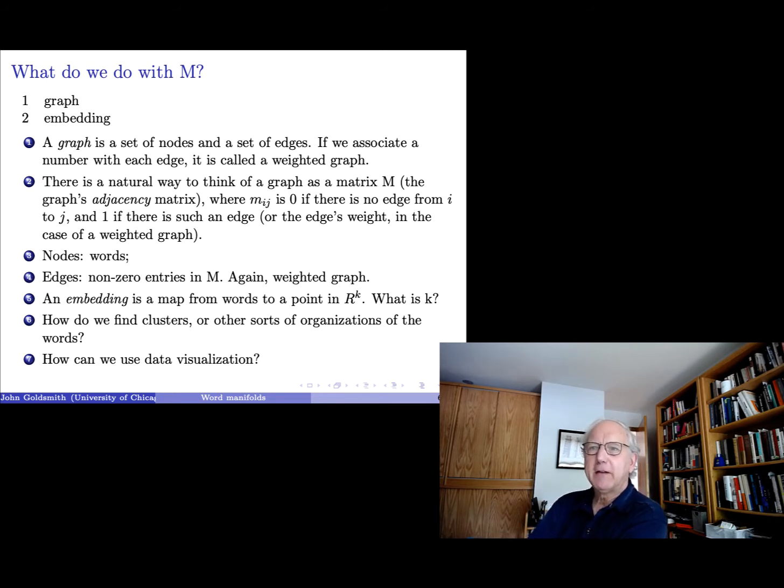And embedding is something different. An embedding is a map from words to a point in R^k. Well, what's k? k is some high-dimensional space, but it's up to us to decide how big k is. We're mostly going to be looking at k equals 10. Nothing stops us from making it 50 or 100 or 1,000. And what we're interested in is finding groups of words or relationships between words. So we're interested in asking how do we find clusters in either case, either the graphs or embeddings, or other kinds of organizations of these words. So that's our task.